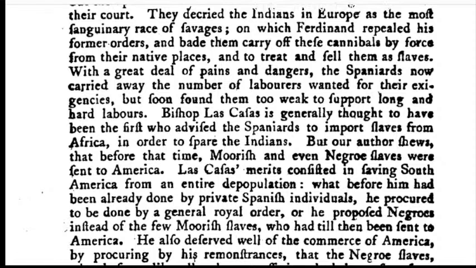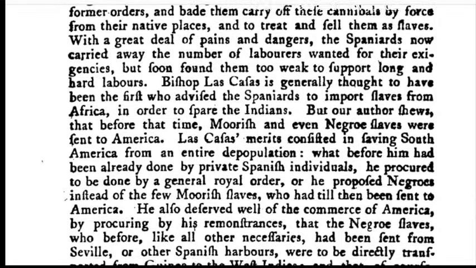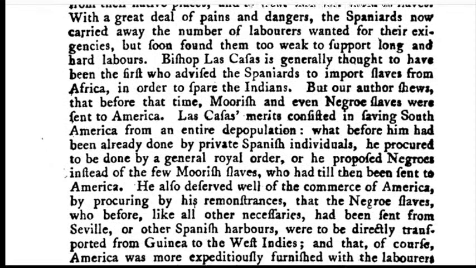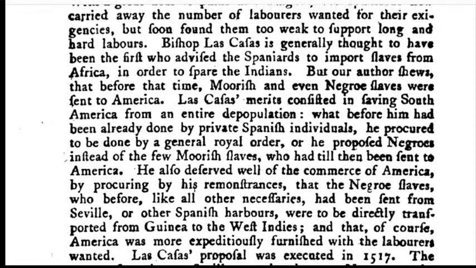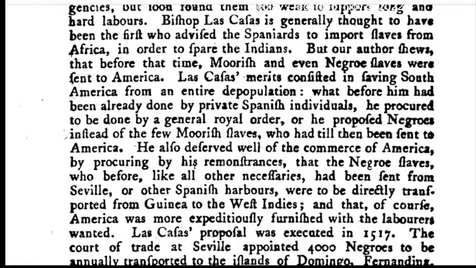And it says, what before him had been already done by private Spanish individuals, he procured to be done by a general royal order, and he proposed Negroes instead of the few Moorish slaves who had till then been sent to America, who also deserved well of the commerce of America, by procuring by his remonstrances that the Negro slaves who before, like all necessaries, had been sent from Seville or other Spanish harbors, were to be directly transported from Guinea to the West Indies. And that, of course, America was more expeditiously furnished with the laborers wanted. So, and it goes on.